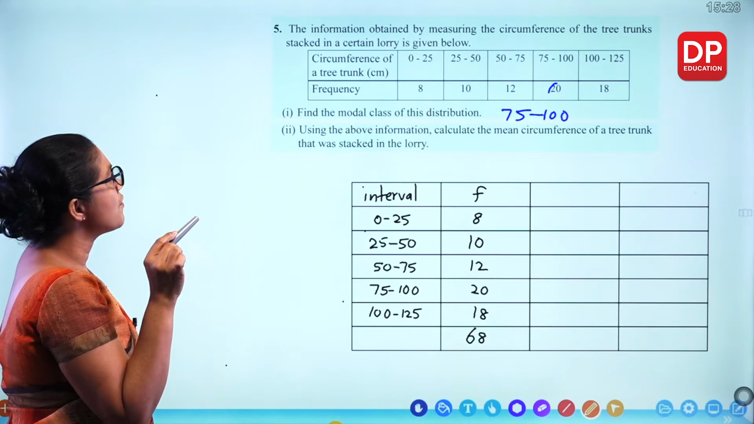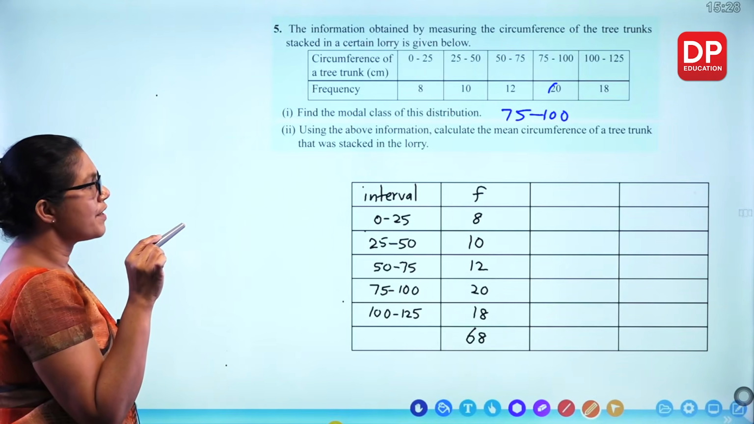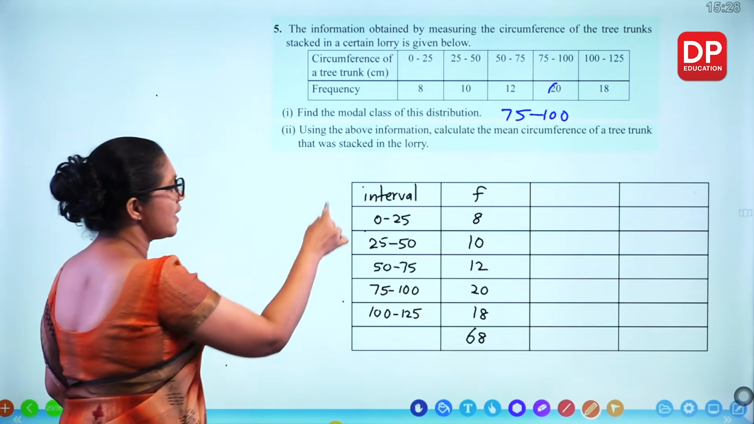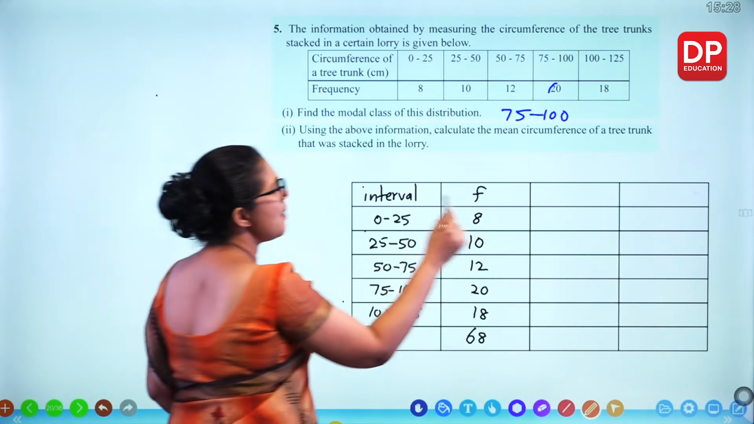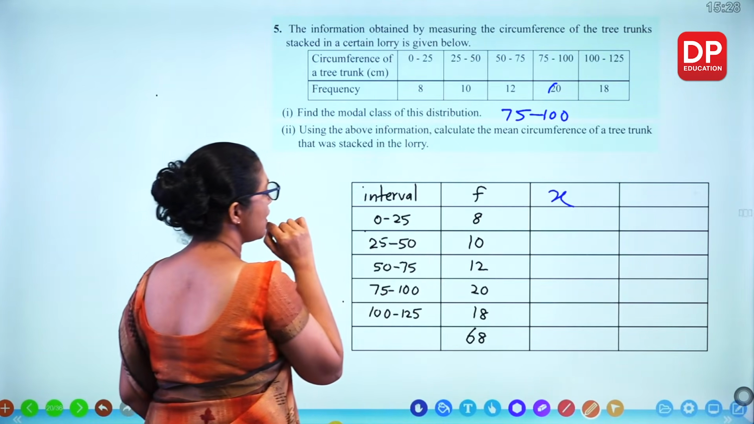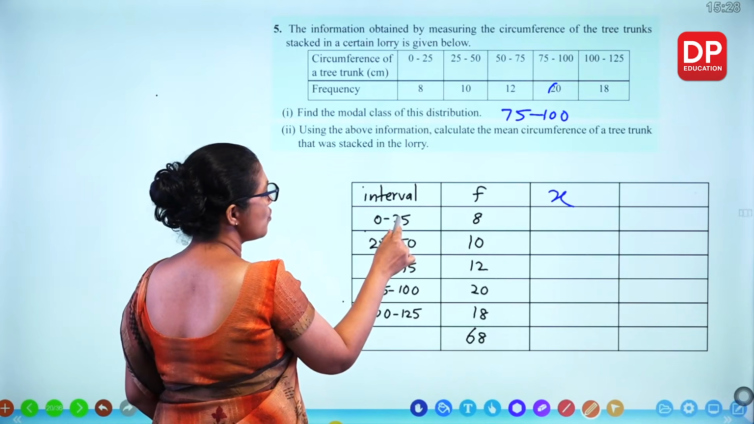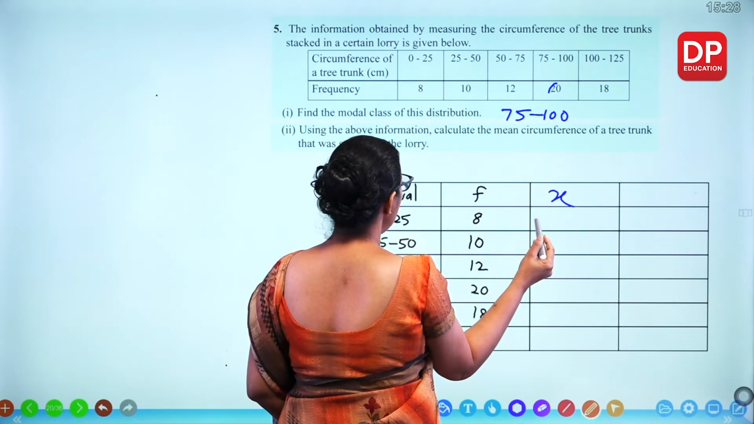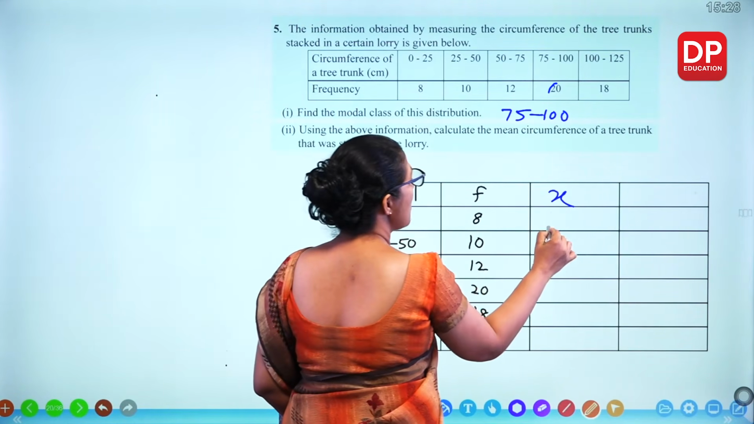Using the above information, calculate the mean circumference of a tree trunk that was stacked in the lorry. So you have to calculate the average. What's the first step? Calculate the mid value, add and divide by 2. 25 divided by 2, you get 12.5.